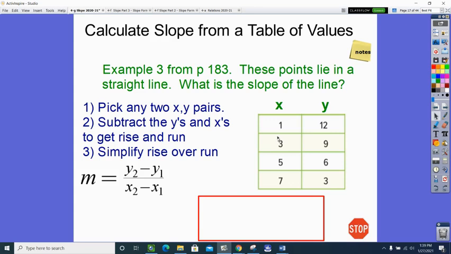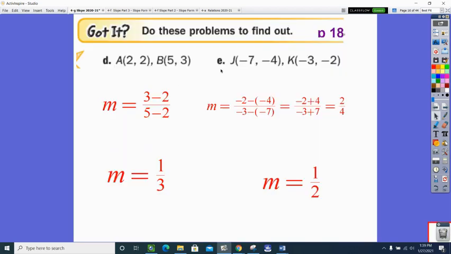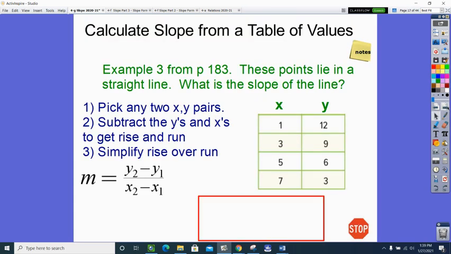Well, you don't have to plot them. And here's the cool thing. These are 4 points on the same line. Pick any two right now. So do you want 1, 12 and 3, 9? Do you want to pick 1, 12 and 7, 3? Pick any 2 points and do what you just did here. Calculate the slope. And it doesn't matter which 2 you pick because it's a line. The slope should be the same.